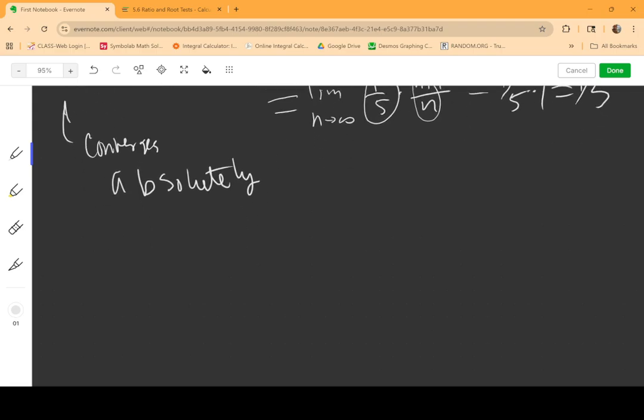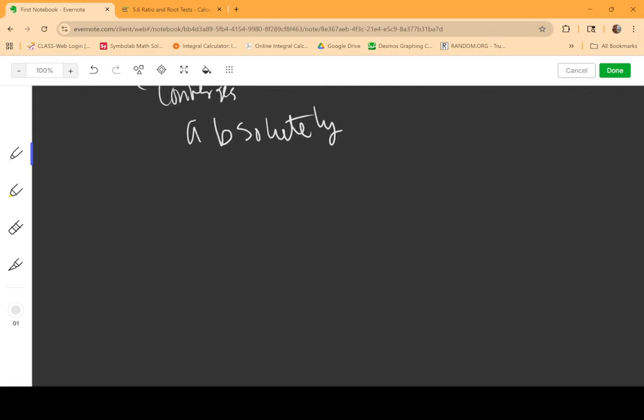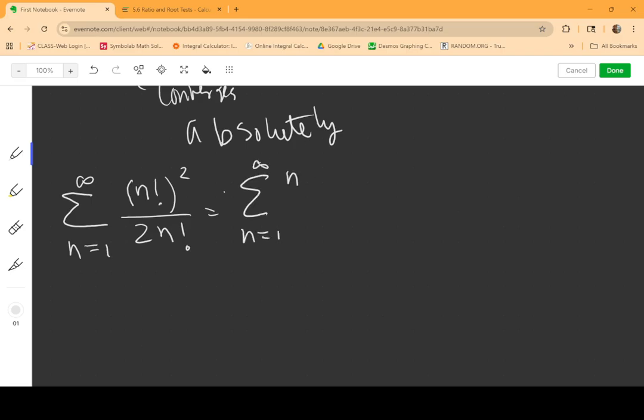Now, the ratio test is helpful when we have factorials as well. It lends itself to simplifying those, as long as we are comfortable working with factorials. So let's say this was our series, all right? The sum to infinity of (n factorial) squared, and again, what that means is n factorial times n factorial, and then over (2n) factorial.